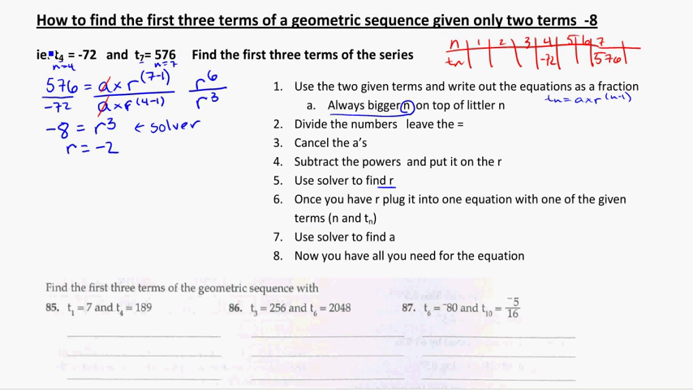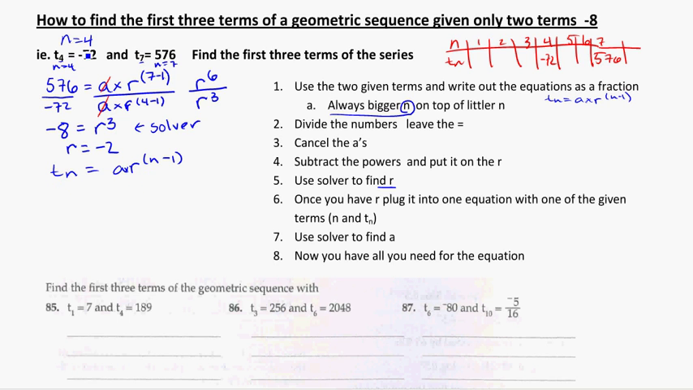So I'm going to pick a pair, for example, in this case, let's use t4 equals negative 72. And again, t sub 4 means to me that I know that n is equal to 4 in this case. So my general formula is tn is equal to a times r to the power of n minus 1. Put in my invisible times sign there.